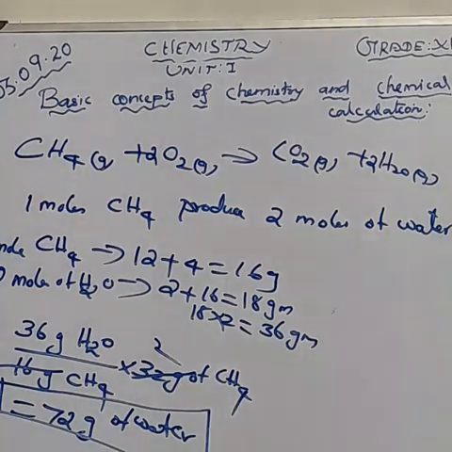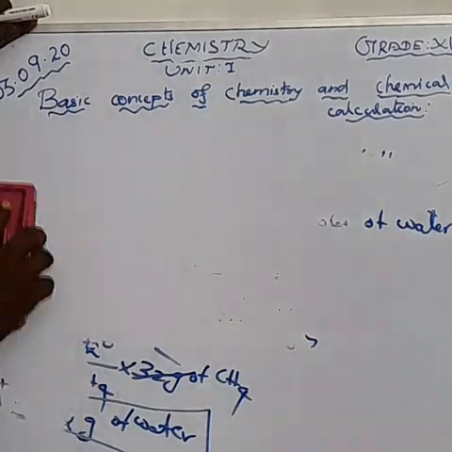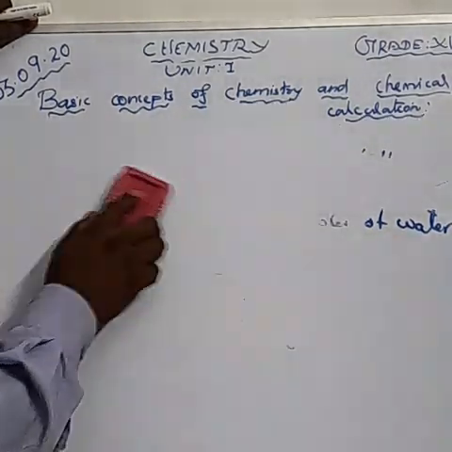How much volume of carbon dioxide is produced when 50 gram of calcium carbonate is heated completely under standard conditions? That's the question. First of all, you should write the balanced chemical equation for the decomposition of calcium carbonate. What is the product obtained?